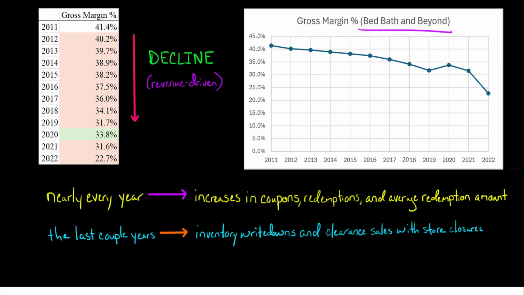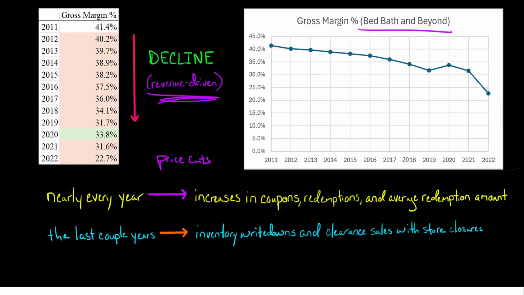And then you see it went down every single year except 2020, when we had the pandemic. Other than that, it's basically a decrease every single year in the gross margin percentage. So what happened? Well, they had increased competition. Increased competition led to price cuts. So this was a revenue-driven decline in the gross margin percentage over time.